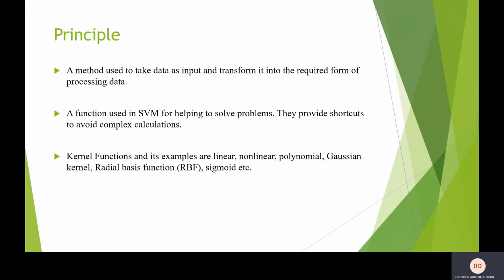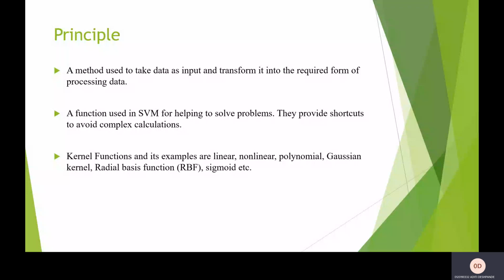The objective of the support vector machine algorithm is to find a hyperplane in n-dimensional space that distinctly classifies the data points. To separate the two classes of data points, there are many possible hyperplanes that could be chosen. Our objective is to find a plane that has the maximum margin, that is, the maximum distance between the data points of both classes. Maximizing the margin distance provides some reinforcement so that future data points can be classified with more confidence. In this, kernels are used to separate it.